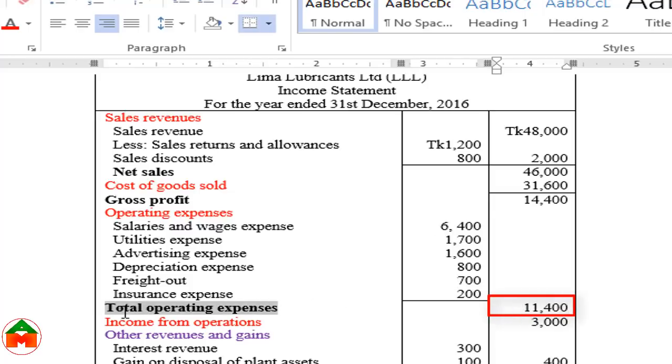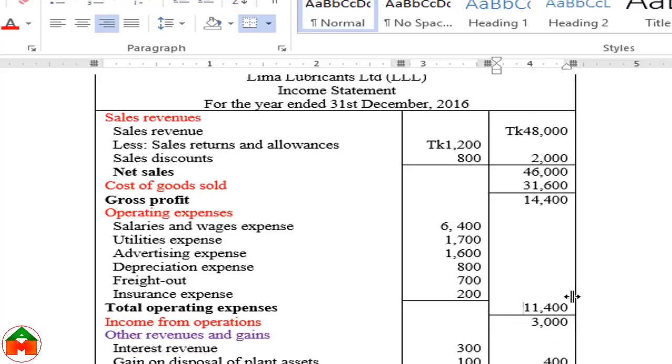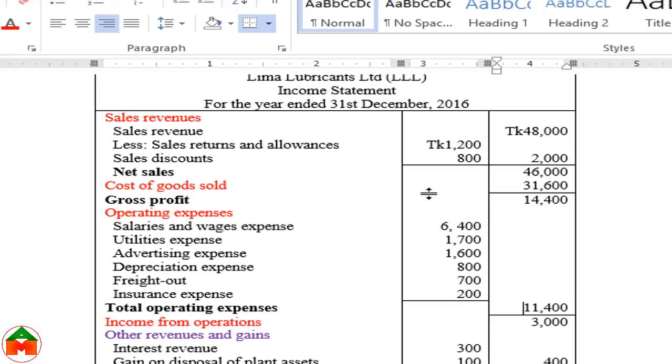This is total operating expenses. We will reach this amount after summation of such operating expenses. So this is the total operating expenses, which is 11,400. Now we are going to deduct this 11,400 from the gross profit. Here the gross profit is 14,400 and the total operating expenses is 11,400.